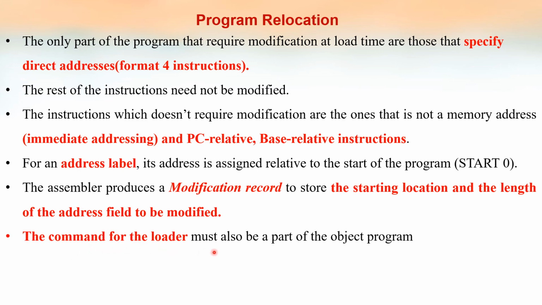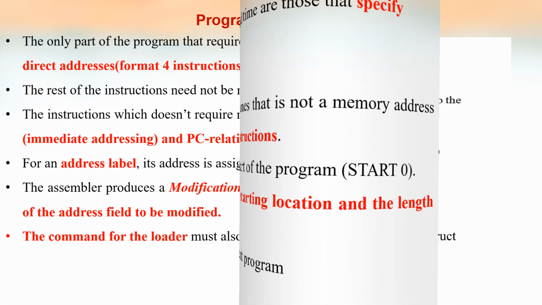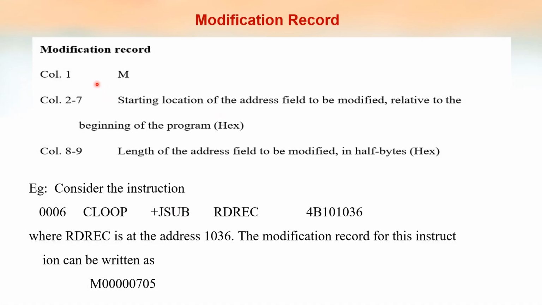The command for the loader must also be a part of the object program. Like other records, the modification record also has a format. This is the format. In column 1, M is written. Then columns 2 to 7 hold the starting location of the address field to be modified, relative to the beginning of the program, which is given in hex. Then columns 8 to 9 hold the length of the address field to be modified in half bytes. So this is the format for the modification record.